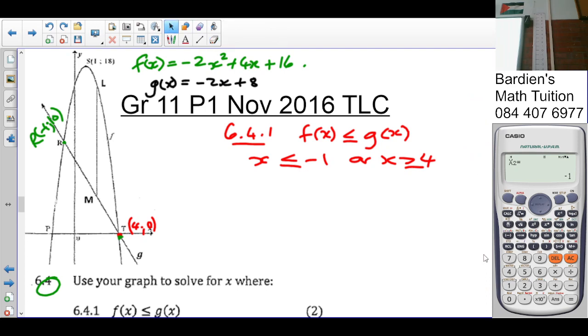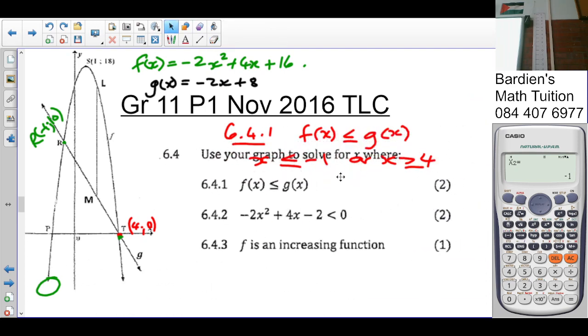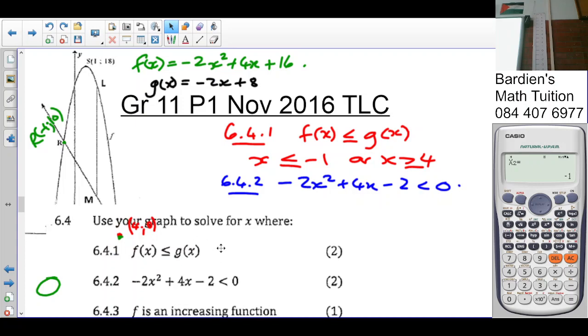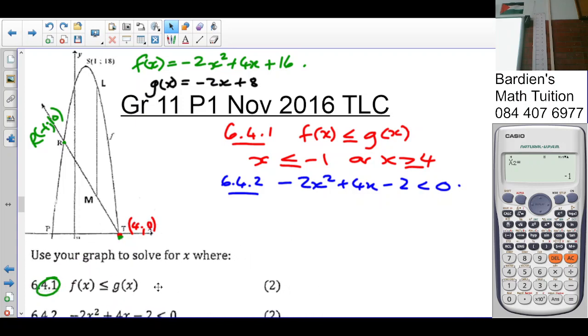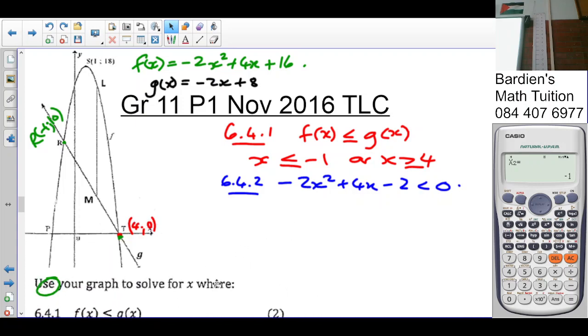Let's look at the next question. The next question says, use the other color, so 6.4.2, where is negative 2x squared plus 4x minus 2 less than 0? So what do we notice here about this question? F of x, negative 2x squared plus 4x minus 2. What do we notice about this?